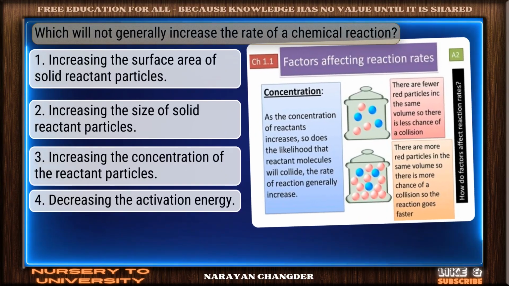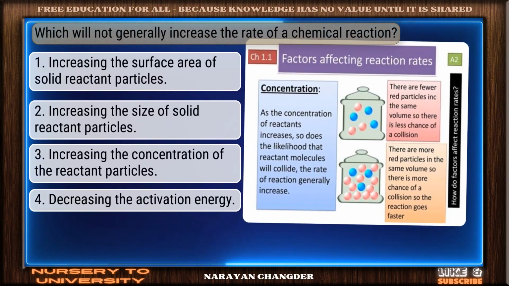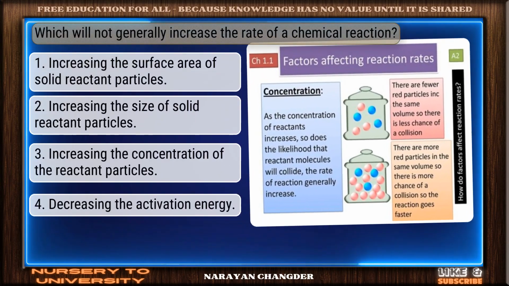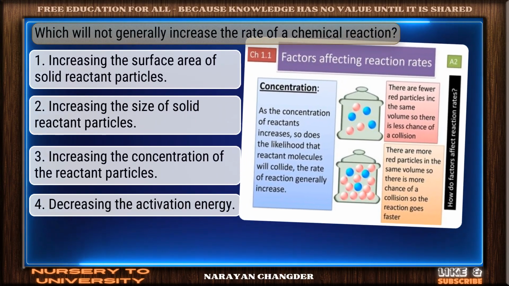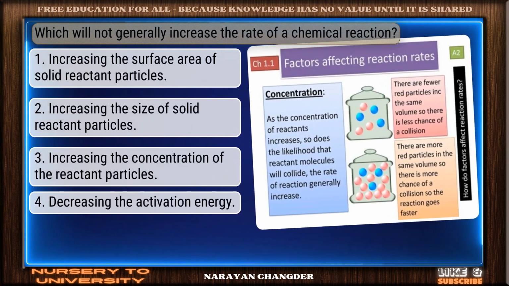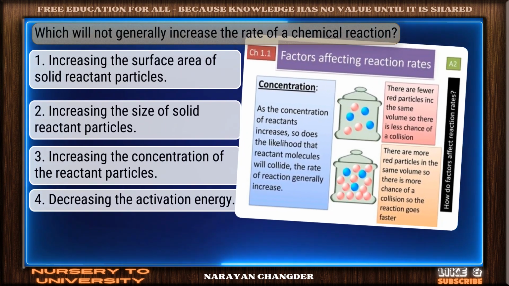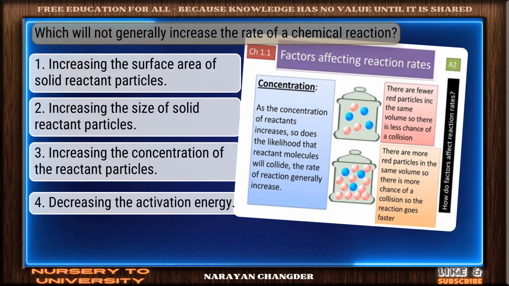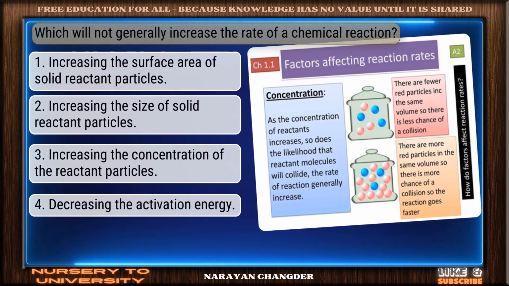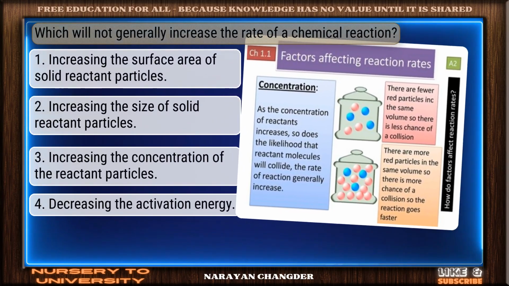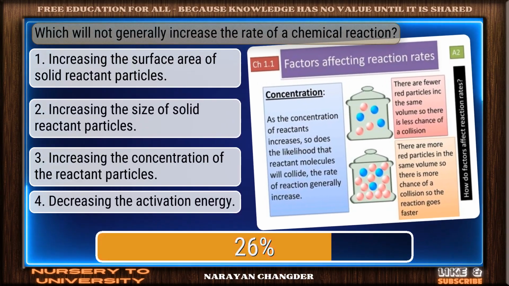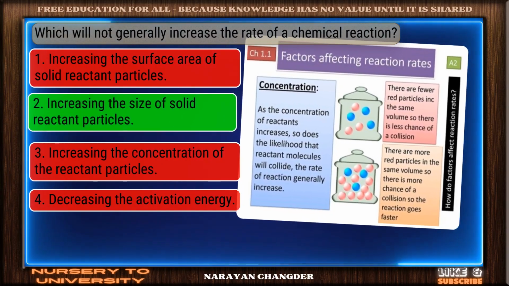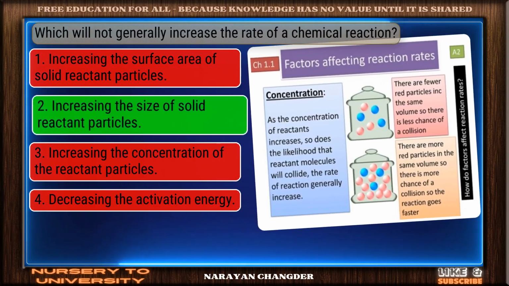Which will not generally increase the rate of a chemical reaction? Option 1, increasing the surface area of solid reactant particles. Option 2, increasing the size of solid reactant particles. Option 3, increasing the concentration of the reactant particles. Option 4, decreasing the activation energy. You got it, increasing the size of solid reactant particles.